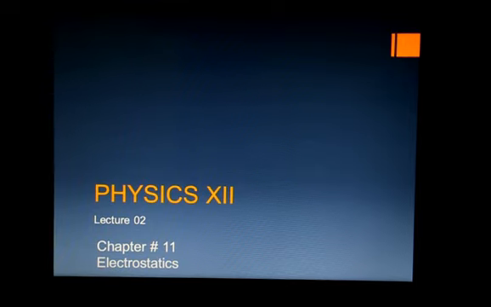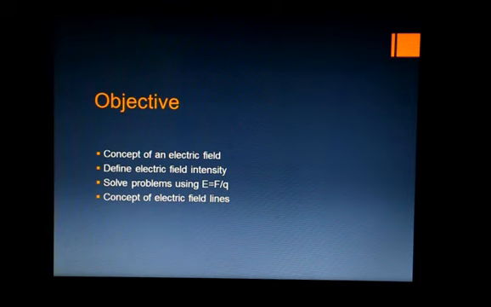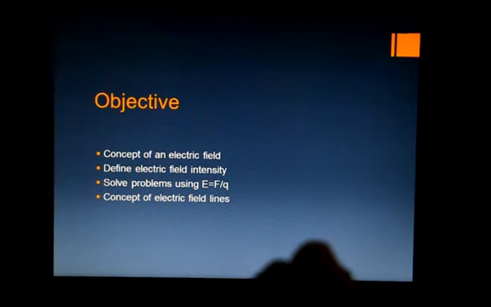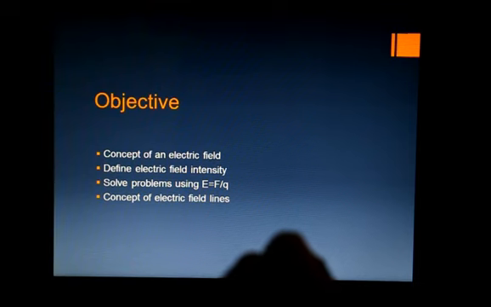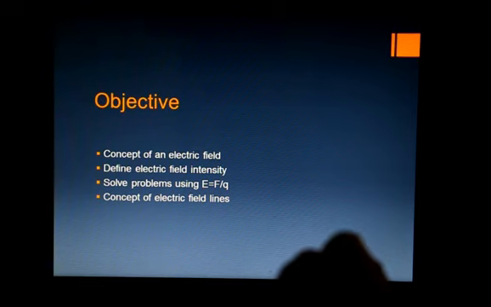This is chapter 11, electrostatics. Now first of all we come to the objective of today's lecture. You would be able to understand the concept of an electric field. You can define electric field intensity. You can solve problems using this equation E is equal to F by Q, and the concept of electric lines of force or electric lines.